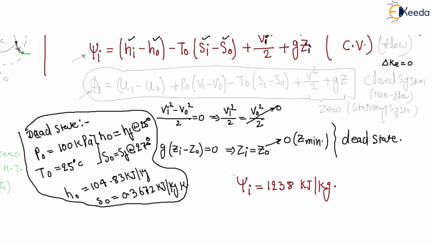Similarly, if you calculate exergy at exit, psi 2, to calculate psi e, you have He minus H0 minus T0 (Se minus S0), plus Ve squared by 2 and gZe. So this is the corresponding exergy at the exit section. Okay. Thank you.